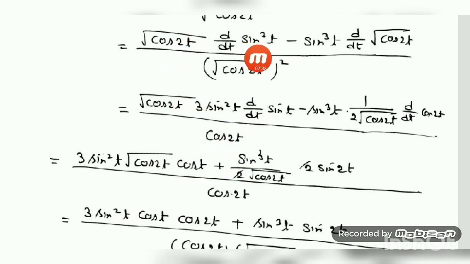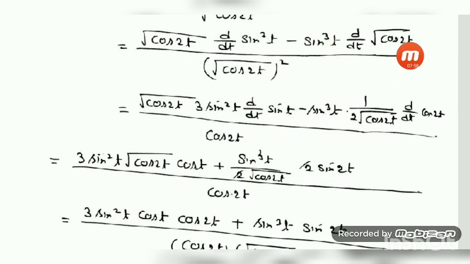Here sin cube t can be written as sin t whole cube. That means, thinking of sin t as x, we can apply the x cube formula. Because the power is constant, the x to the power n formula is there, so n x to the power n minus 1. So it will be 3 sin t to the power 2, and d/dt of sin t.